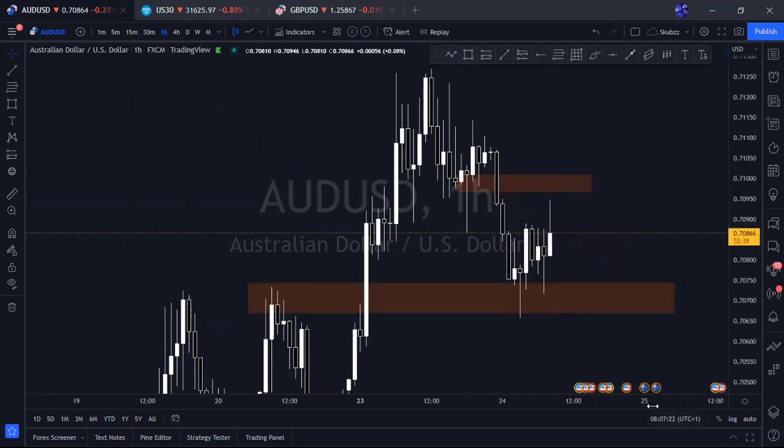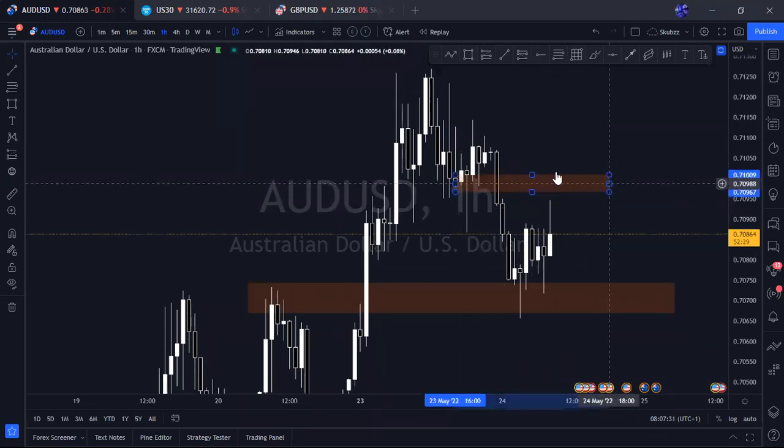So let's wait for this 8 o'clock candlestick to close, and then we'll see what we can make out of the market. But this area should be somewhere you watch out for. This point here.